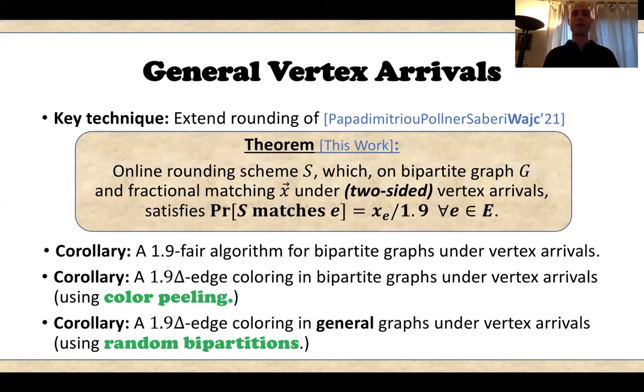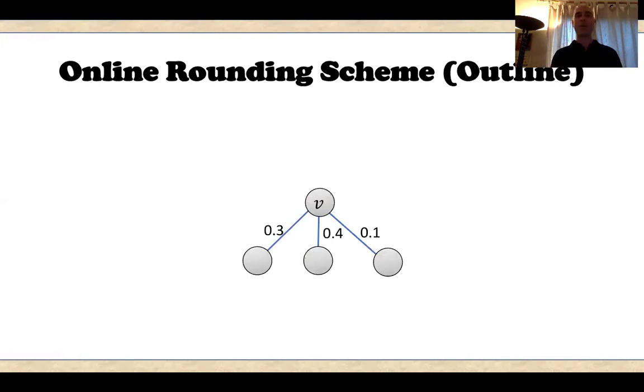If you're watching this talk and you've had enough technical detail, you're welcome to skip to the open questions part of the talk. If not, and you're curious about what goes into this theorem, I suggest you stick around. So here's the rough outline of what goes into this online rounding scheme. I'll give you the broad brushstrokes, both of the algorithm and of its analysis.